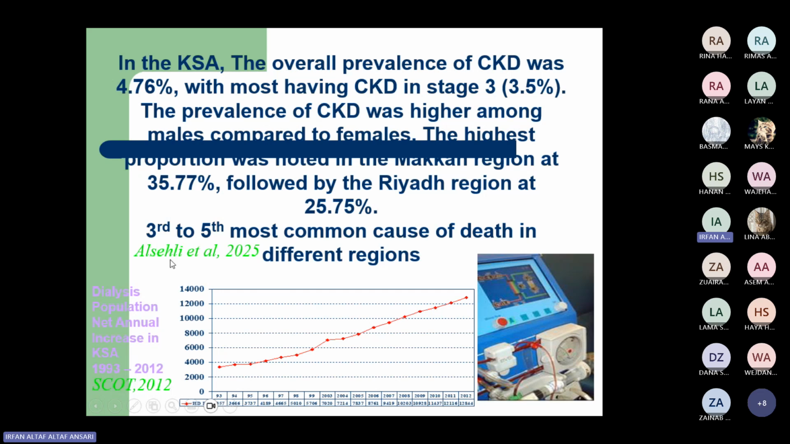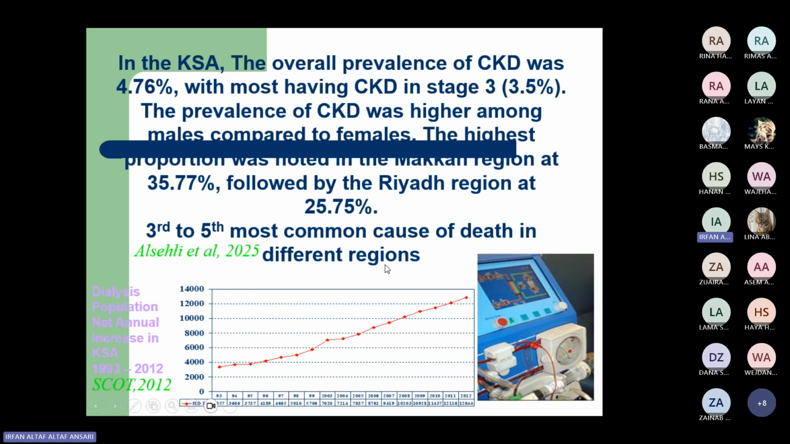Now, a recent study done by Al Sahli et al. in 2025 shows the prevalence of CKD, chronic kidney disease, has come to 4.76%. It seems almost 5 in 100 are affected with chronic kidney disease. The majority of them are in stage 3, like 3.5% of the total CKD. Males were more common than females. By region, Makkah has the highest, followed by Riyadh. And it is the third to fifth most common cause of death in the different regions.